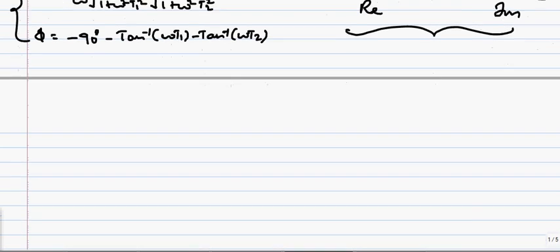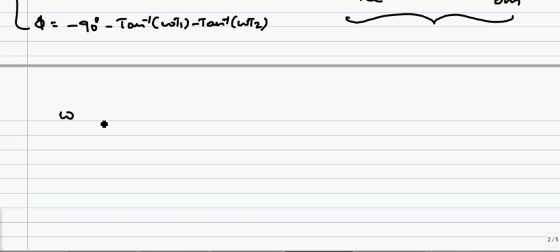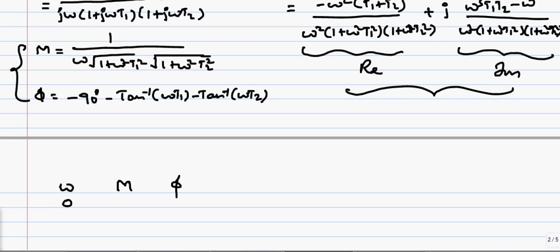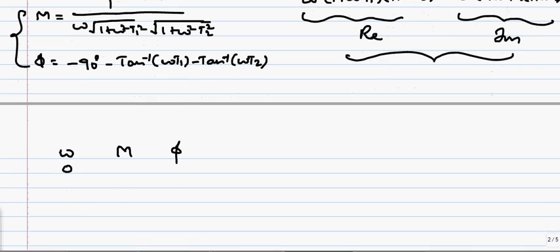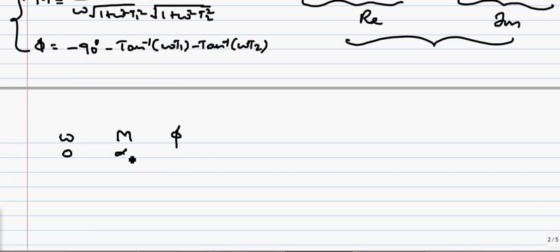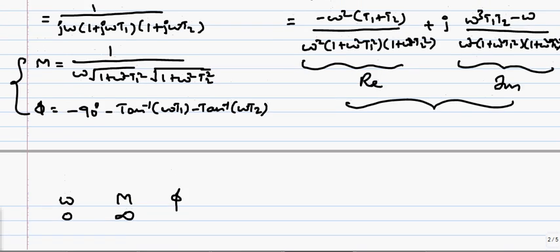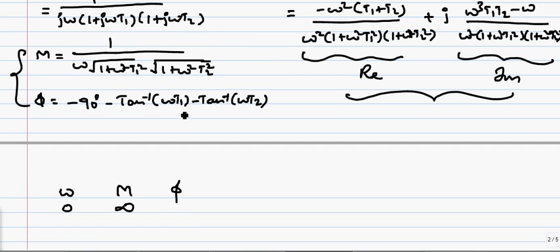Now let's start taking values of omega and see what the magnitude and phase angle are. When omega is 0, the magnitude M, if you look at this magnitude equation and substitute omega equals 0, will come out to be infinity. And phi will be minus 90 degrees, because the omega T1 term will be 0 and the omega T2 term will be 0. Tan inverse of 0 is 0. Okay, so we have phi being minus 90 degrees.